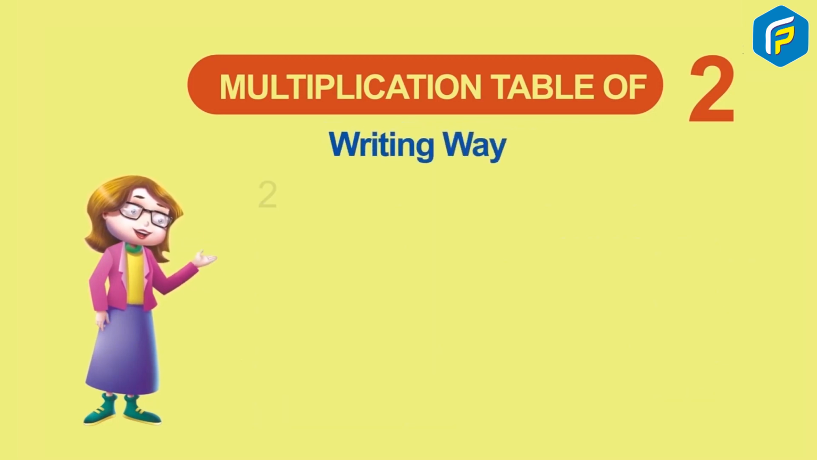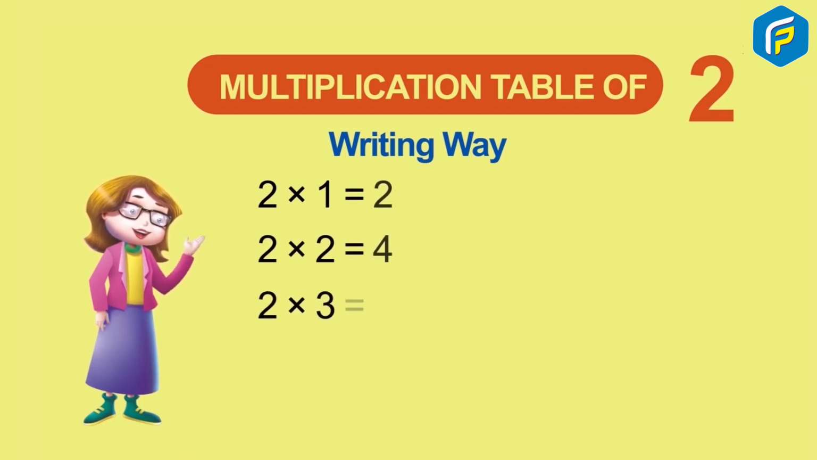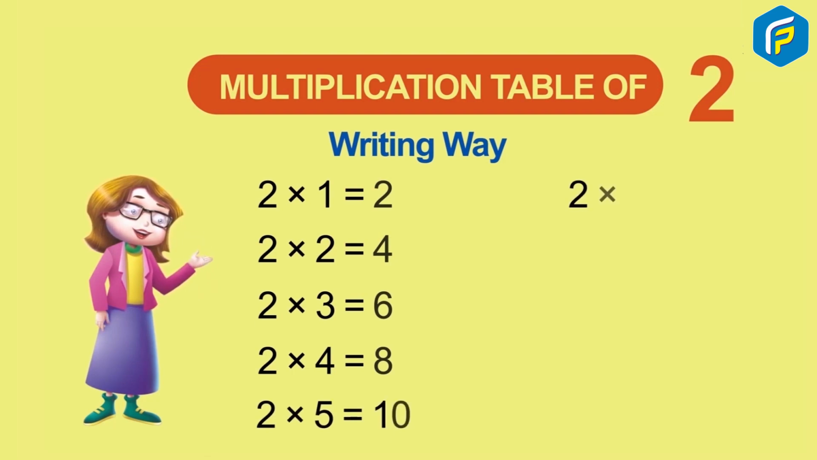Writing way. 2 into 1 is equals to 2. 2 into 2 is equals to 4. 2 into 3 is equals to 6. 2 into 4 is equals to 8. 2 into 5 is equals to 10. 2 into 6 is equals to 12.